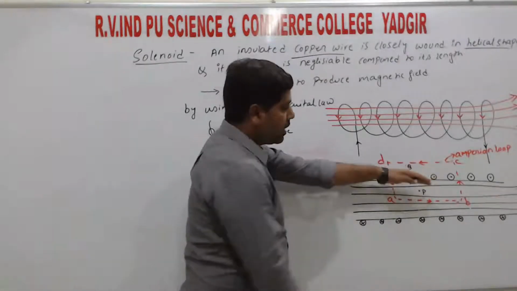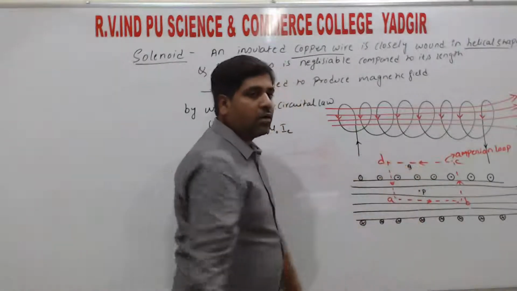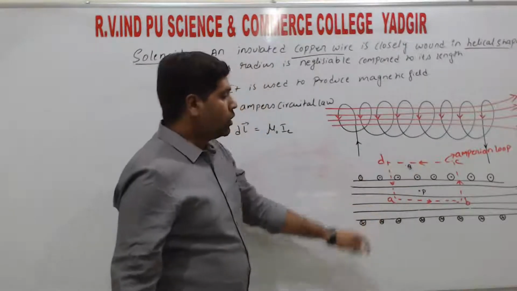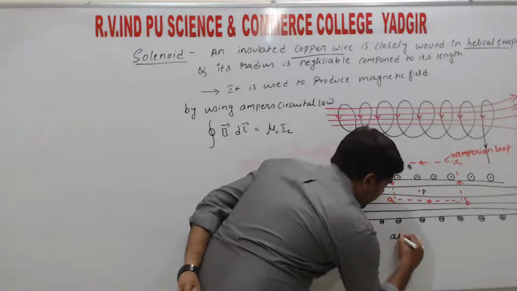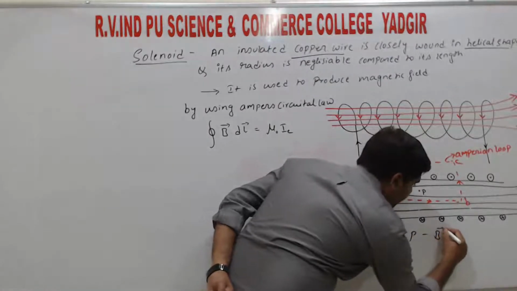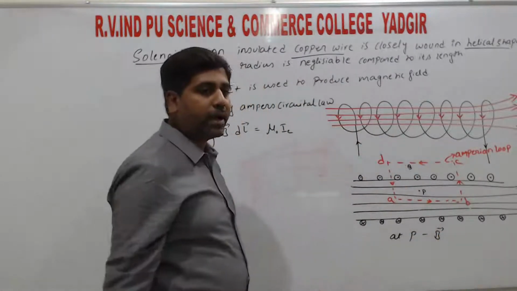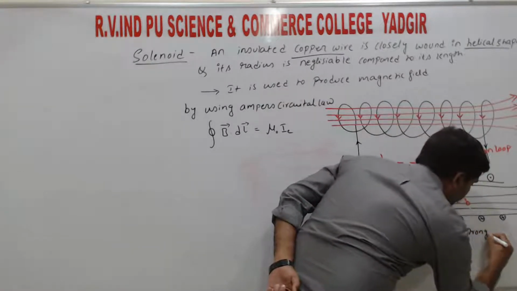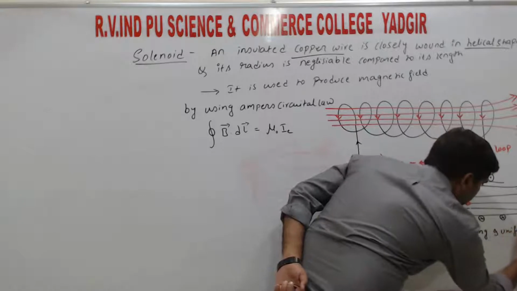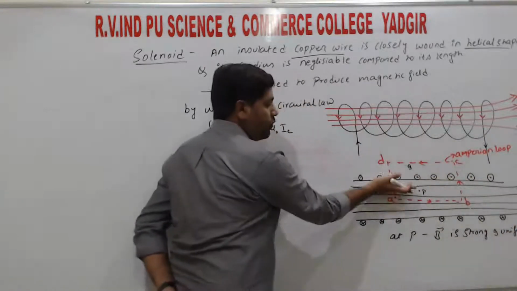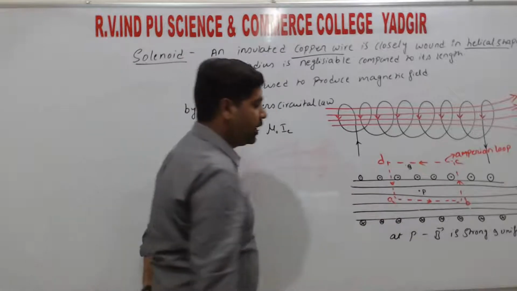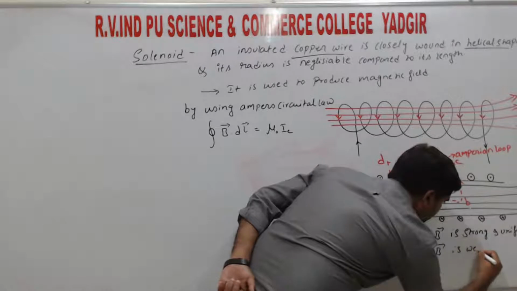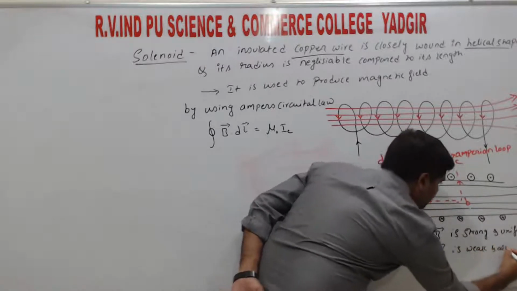because here we do not get any magnetic field produced. The magnetic field is only produced inside the solenoid, hence the magnetic field outside the solenoid is zero. So we can say that at P the magnetic field, which we represent by B, is strong and uniform. Uniform means the magnetic field is parallel everywhere. Then at Q the magnetic field is weak and almost zero.